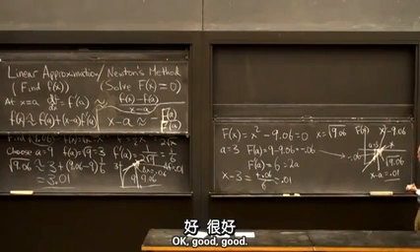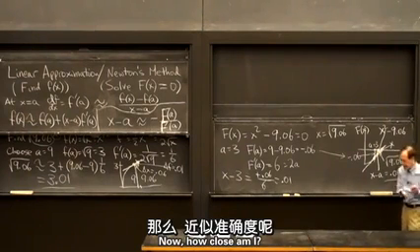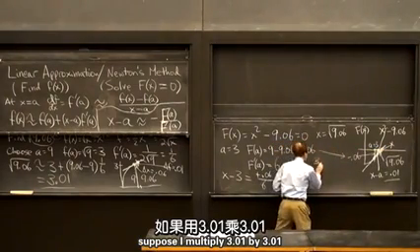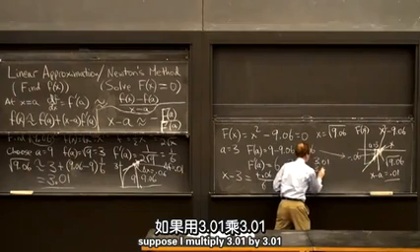Okay, good. Now, how close am I? Well, I can't resist asking. Suppose I multiply 3.01 by 3.01.